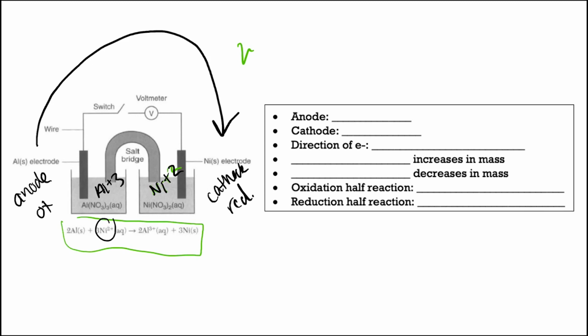So if we're filling this out, aluminum is the anode, nickel is the cathode. Electrons move from aluminum to nickel. So anode to cathode. We said the cathode increases in mass, and that's what nickel is. And then the anode is losing mass, and that is aluminum.